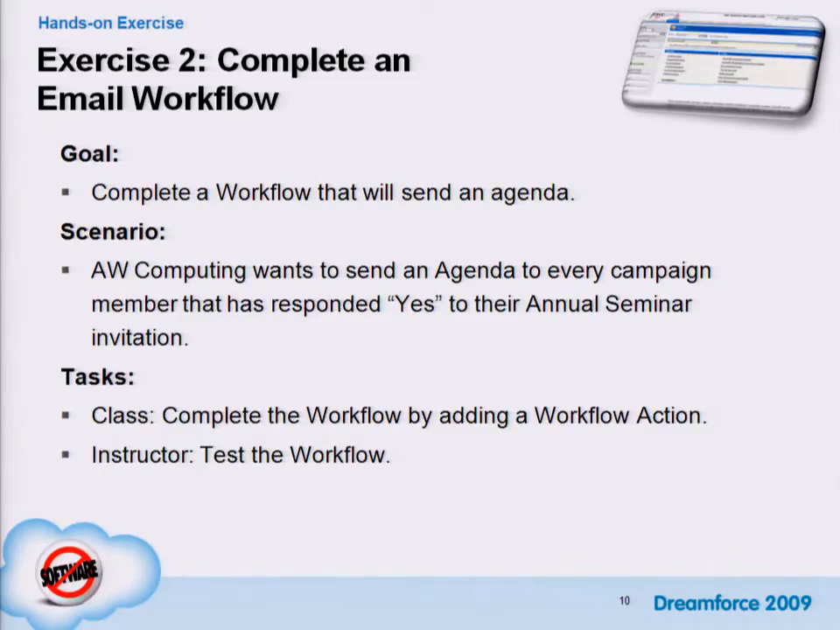All right, so the workflow rule itself has actually been built. We're just going to finish it off, and then we're going to test it, make sure everything's good. So AW Computing wants to send an agenda to every campaign member that has responded yes to their annual seminar invitation. So however that came in, they said, yes, I'm interested. We don't want to have to go find all their records and take care of all that. We want workflow to take care of it for us. So our task is to complete the workflow rule by adding a specific action, which is an email alert.